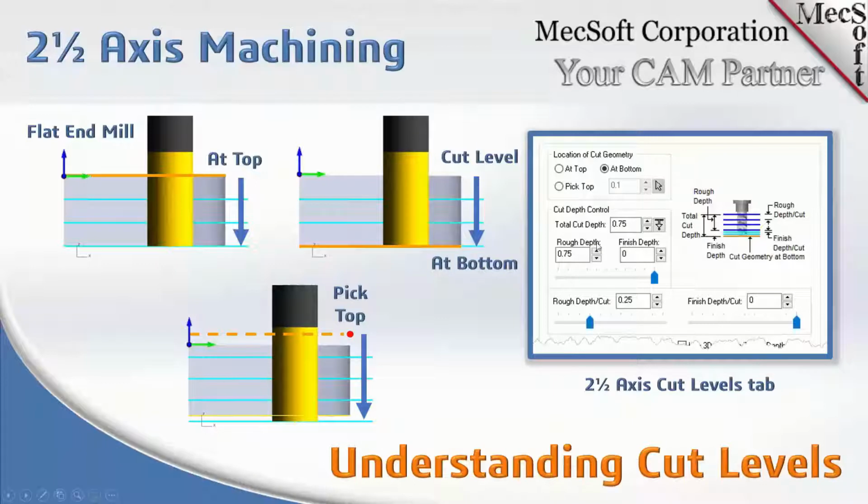Now, the rough depth per cut and the finish depth, you can break this total cut depth into two parts: a rough depth area and a finish depth area. Now in the picture here, you see the light blue or cyan lines. That is the finish depth. The dark blue lines is the rough depth. So you can tell it with these two sliders down below, what is my cut level for the rough depth area and what is my cut levels for the finish depth area. So that's just some basic, and you'll see these options on virtually every 2.5-axis toolpath dialog.